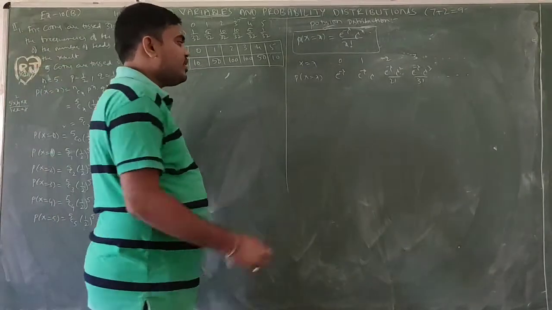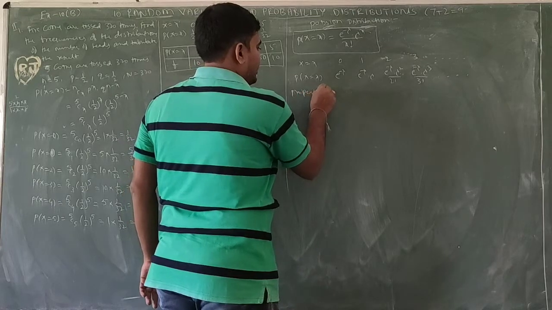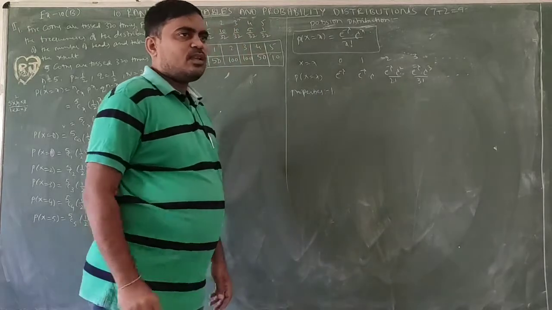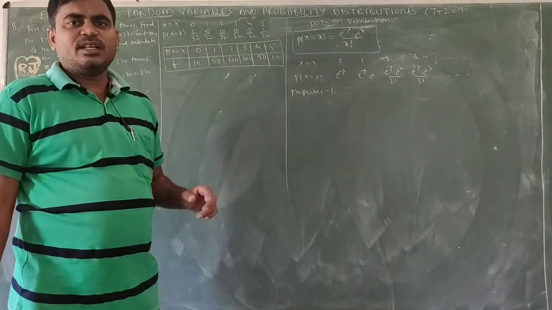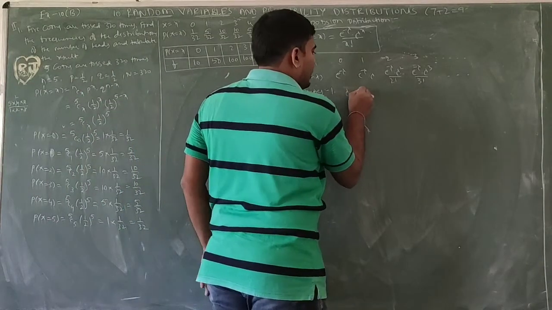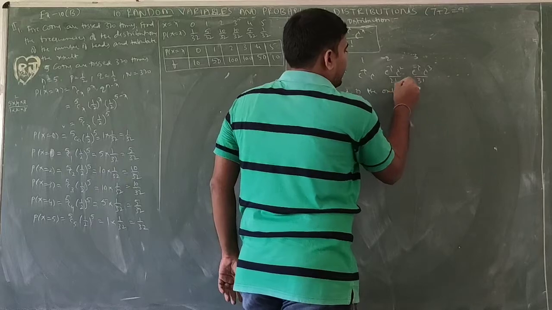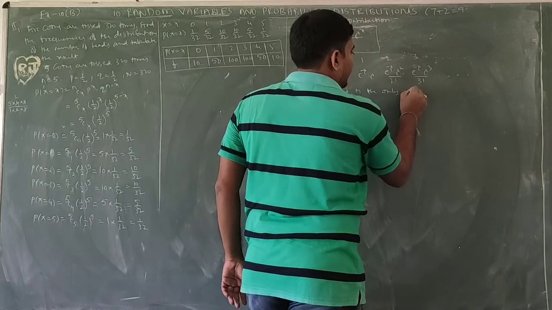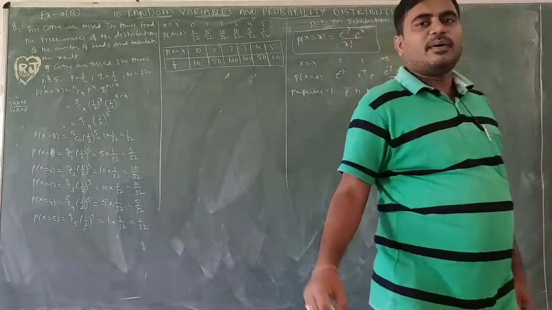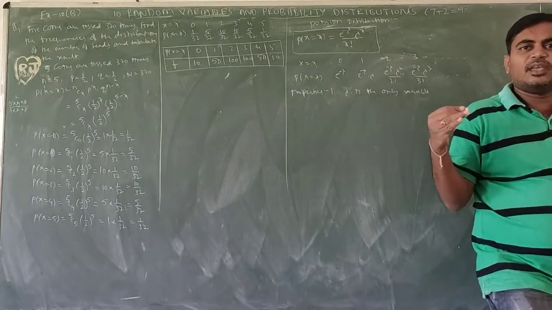Okay, now properties. First one: in the binomial distribution, n, p, q are the binomial variables. Here lambda is the only variable. So lambda is the only Poisson variable.